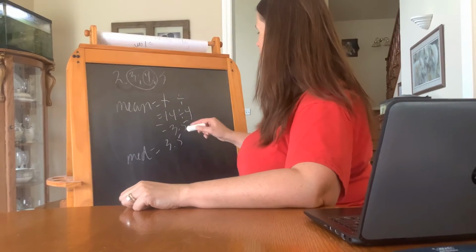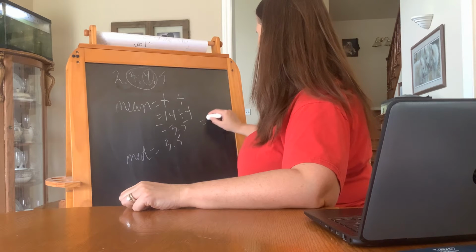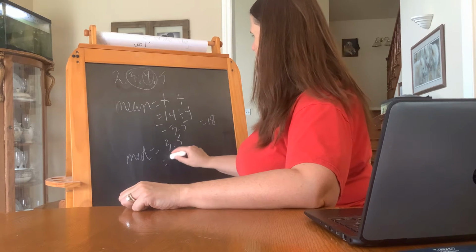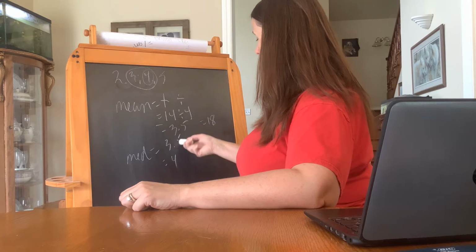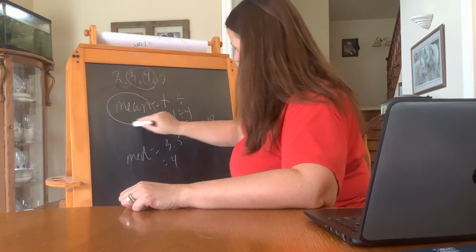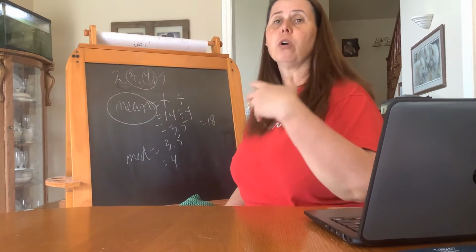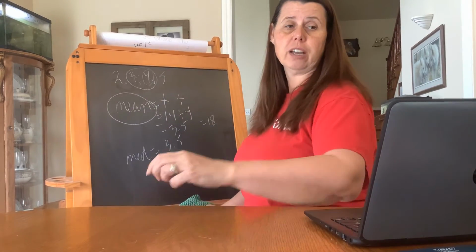Okay, which value changed more by the removal of the outlier, the mean or the median? Well, in our original one, I think our mean was 18 and our median was 4. So it went from 3.5 to 18 and 3.5 to 4. So the mean was much more greatly affected by the outlier than the median.